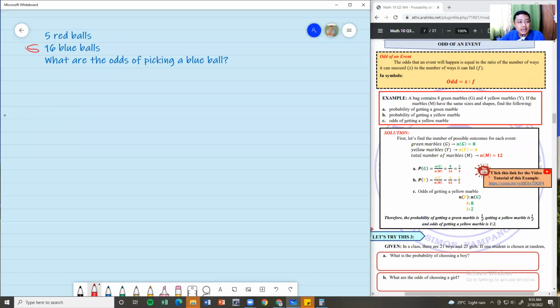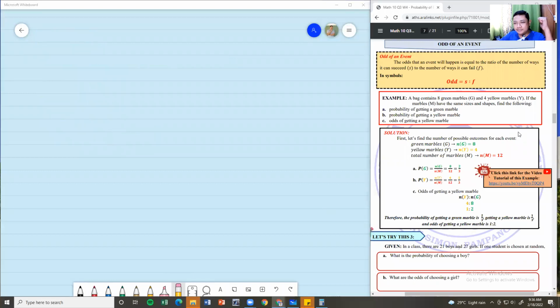Okay? So therefore, if 16 is your success and 5 is your fail, so therefore S is to F, that becomes your odds. This is equal to 16 is to 5. That's it. Do not add them because you are not getting the total of the two outcomes. You are only talking about the success and the failure. Okay? Show me a reaction if that is understandable. Let me see the rest. Thank you so much. Okay, so that's the odds of an event.